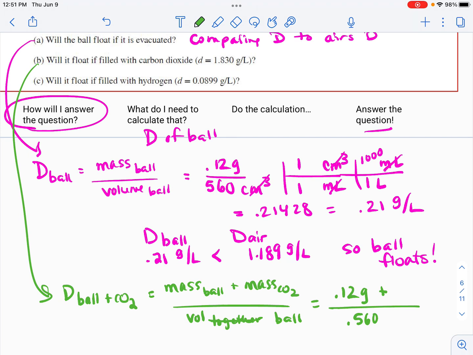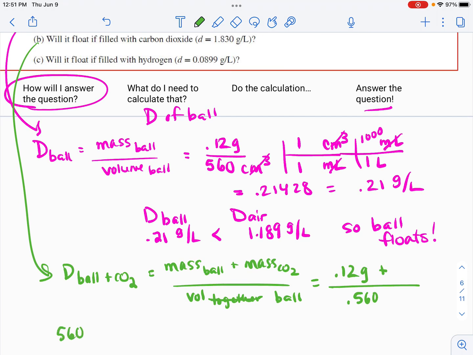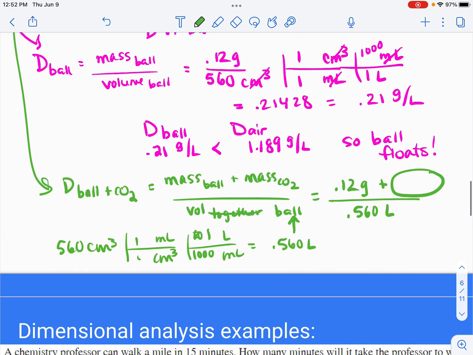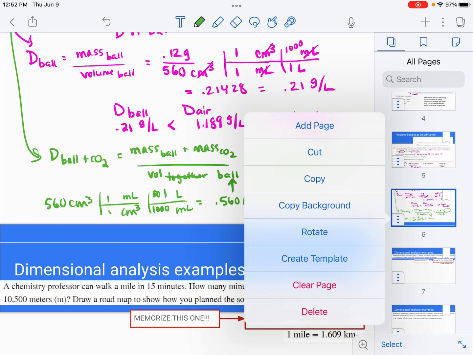If you wanted to, at this point, you could have done this, 560 centimeters cubed to milliliters, milliliters to liters, and see that this would be 1 liter and 1,000 milliliters. This would be 0.560 liters is the volume of the ball. So I'm going to go ahead and do that to save us some trouble. But I still need the mass of the carbon dioxide that would be inside. So let's talk about how we do this. I need to add a page.